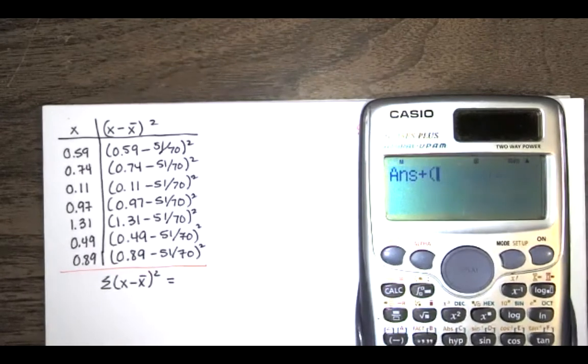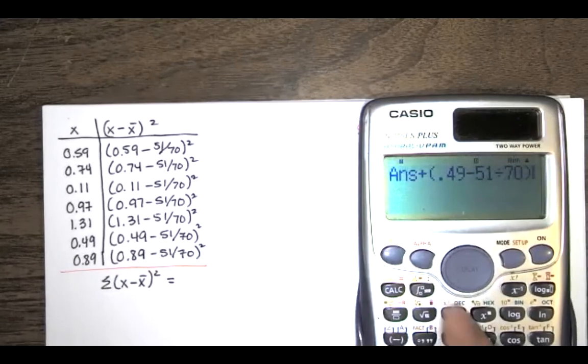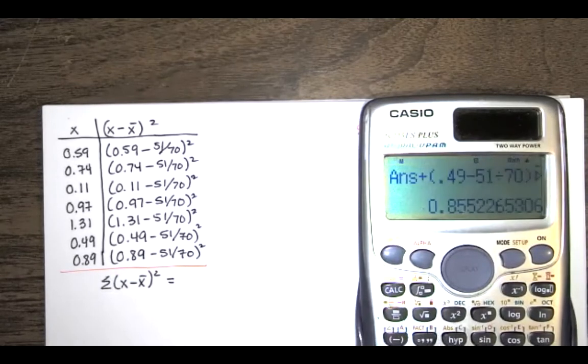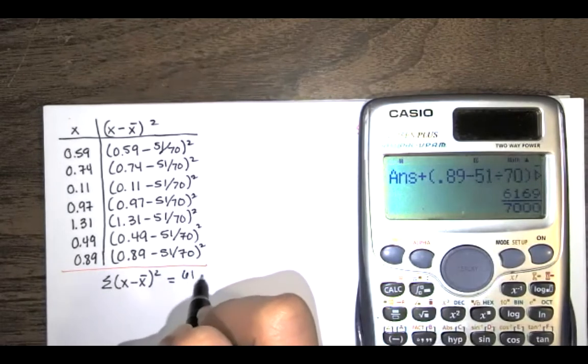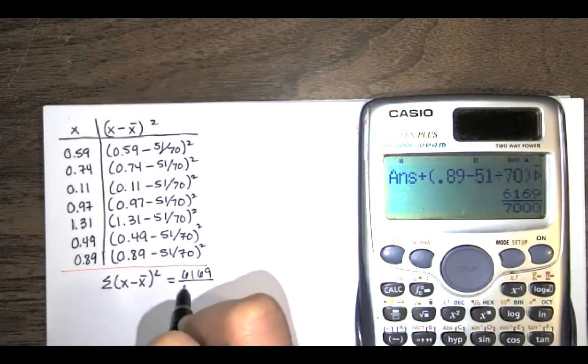Plus 1.31 minus 51 over 70, square it. And then we add 0.49 minus 51 over 70, close parentheses and square it. Last one, plus 0.89 minus 51 over 70, close parentheses and square it. And that leads us to this value, 6,169 over 7,000.